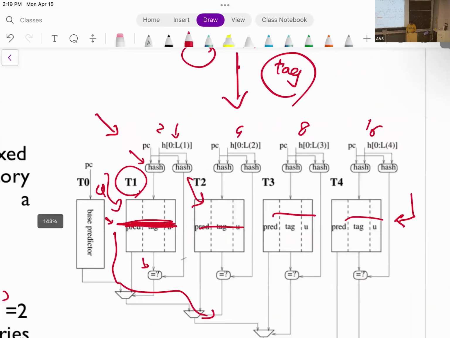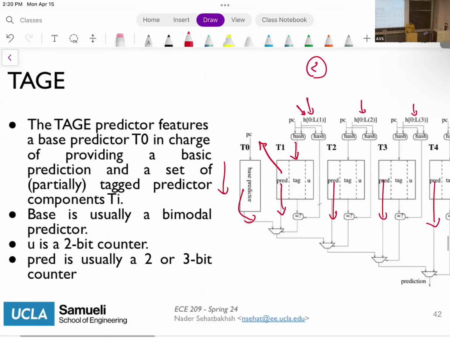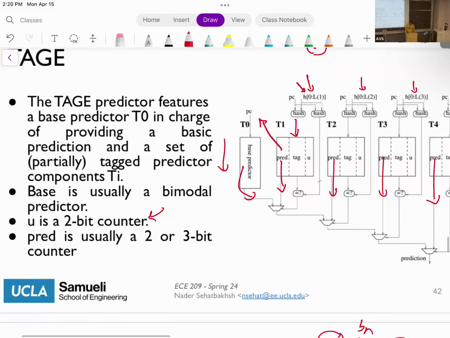Any other questions so far? All right, let me continue. As I said, T0 is the base predictor, and then we have Ti components. In this particular case, I have i equal to 0 to i equal to 4. U is usually just a 2-bit counter, so you don't need a very large counter here. And the pred is also usually just a regular 2-bit counter, or sometimes a 3-bit counter.